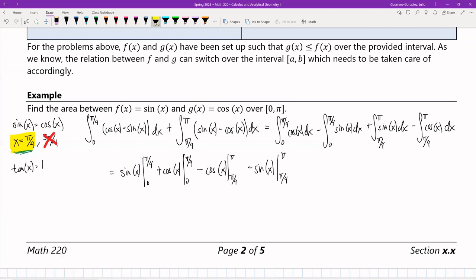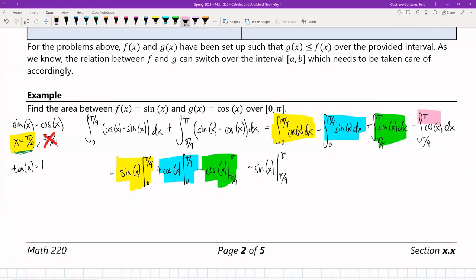So each one of these is the evaluation of the four integrals that I have up here. So this one is this one, this one is this one, this one is this one, and the very last one over here is this one right here. Okay, now I can just go ahead and plug stuff in. I'm going to dole out the entire calculation.